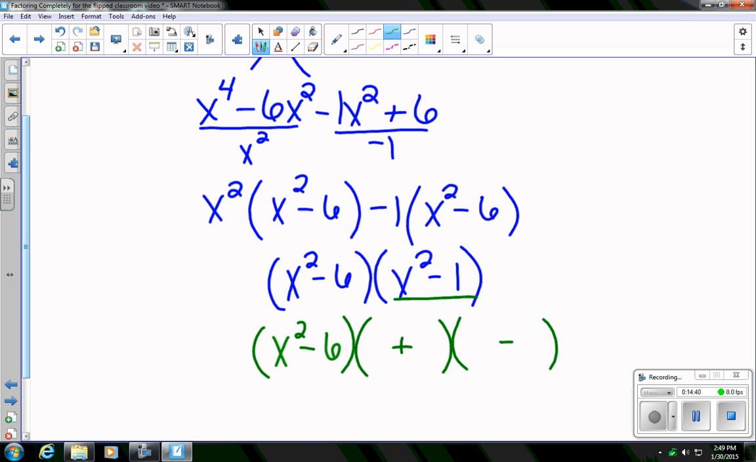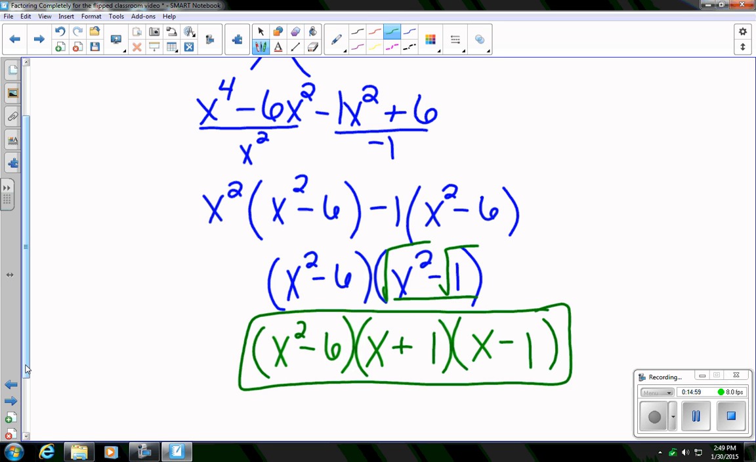Now, the x squared minus 1, difference of two perfect squares, two parentheses. One gets a positive, one gets a negative. The square root of x squared is x. That goes in the first spot of each parentheses. Square root of 1 is 1, so that goes in the second spot. At this point, we cannot factor anymore, so we are finished. That's our final answer.